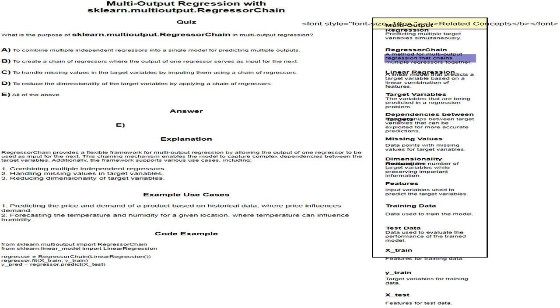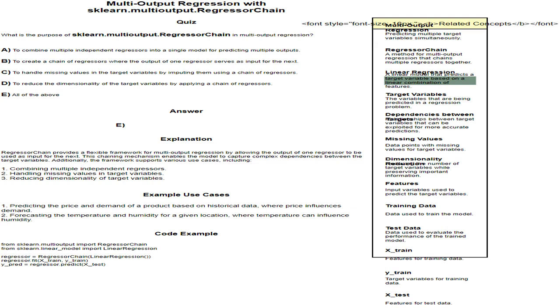Regressor chain: a method for multi-output regression that chains multiple regressors together. For example, in a medical setting, predicting a patient's blood pressure and heart rate, where these variables could be related and influence each other.